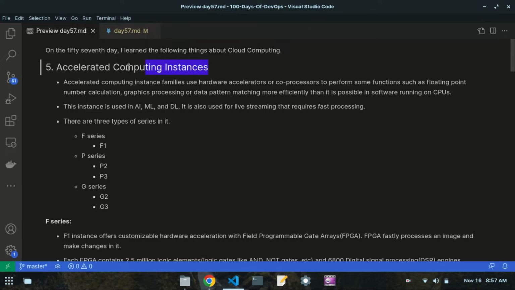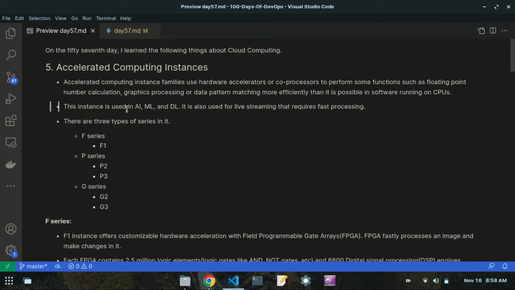In this video I am going to talk about the fifth type of instance, that is the accelerated computing instance. Accelerated computing instance families use hardware accelerators or co-processors to perform some functions, such as floating point number calculations, graphics processing or data pattern matching, etc., more efficiently than is possible in software running on CPUs.